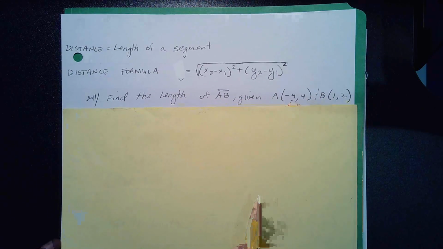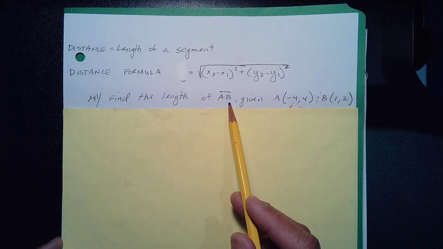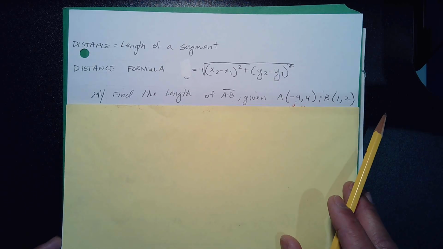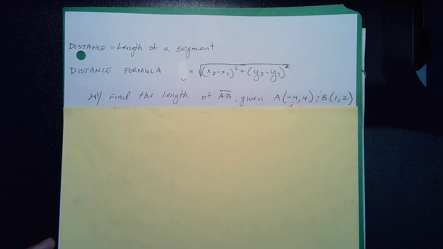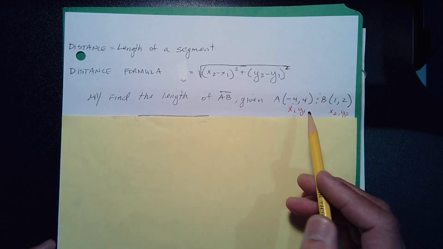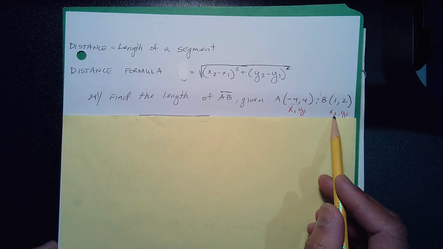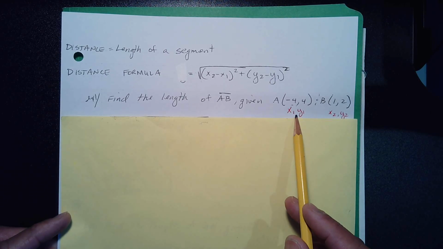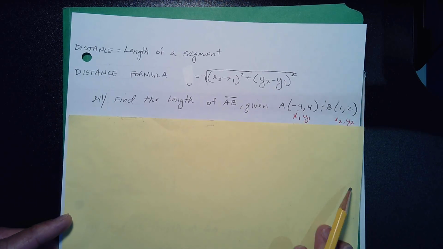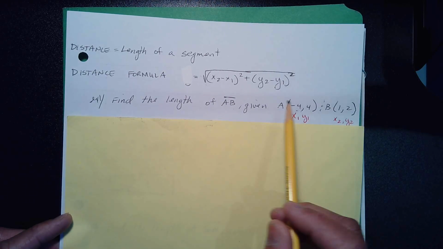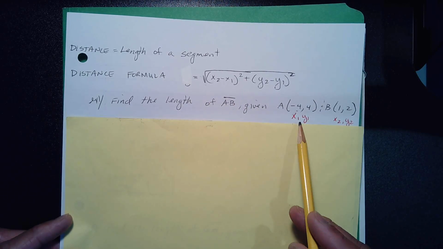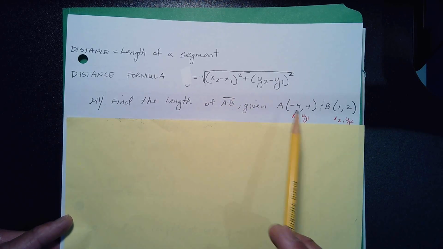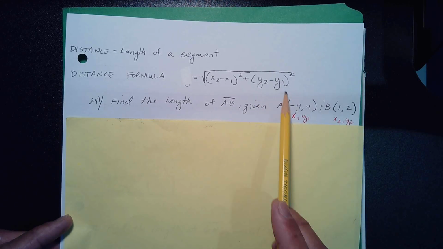In example 1, they want you to find the length of AB, given A is (-4, 4), B is (1, 2). So the way to do this is, just like in last semester, label. This is your x1, y1. This is your x2, y2. Once you label your points, you can now just substitute the coordinates into the formula. So x2 is 1, x1 is -4. y2 is 2, y1 is 4.